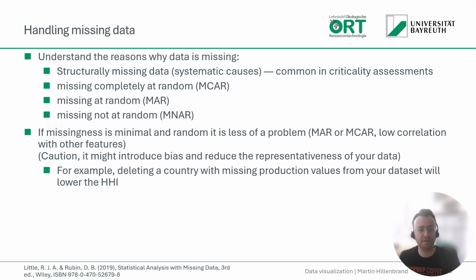So understanding, is it structurally missing data? So is there a systemic cause for it, which is quite often the case in criticality assessment or industrial ecology? Or is the data missing completely at random, or missing only at random, or missing not at random? And when having that information, then we can decide on how to proceed from there and how to close those data gaps. So for example, when calculating the Herfindahl-Hirschman index on country concentration, we know that often data for the US is withheld.